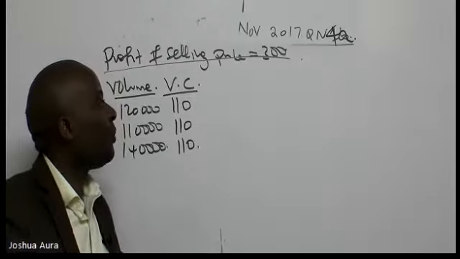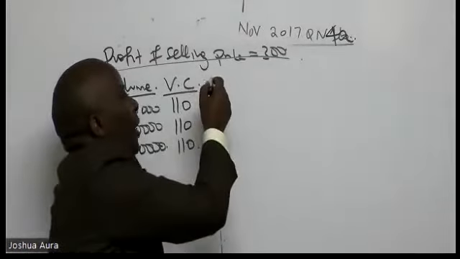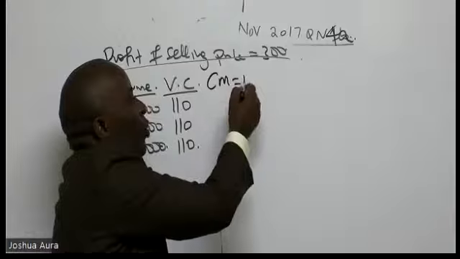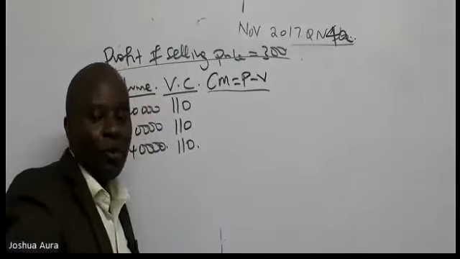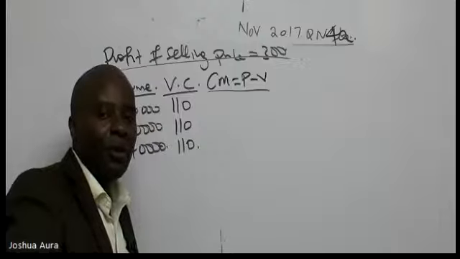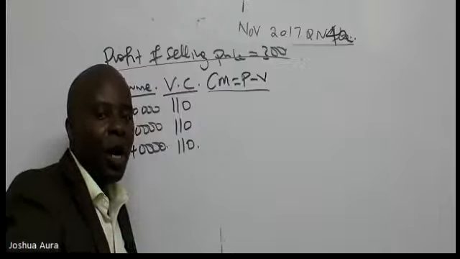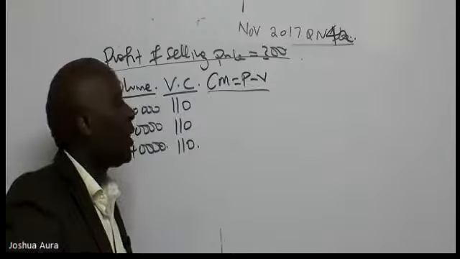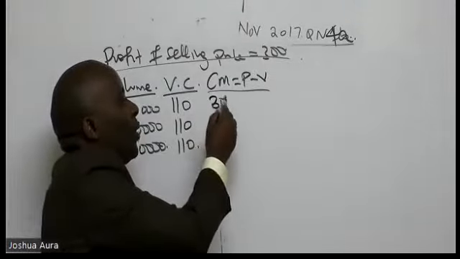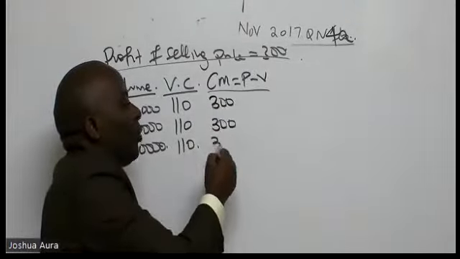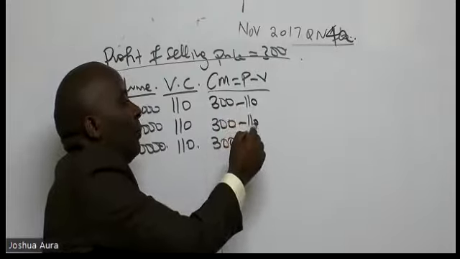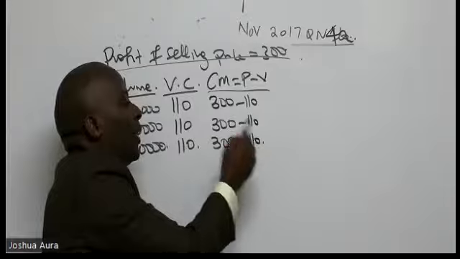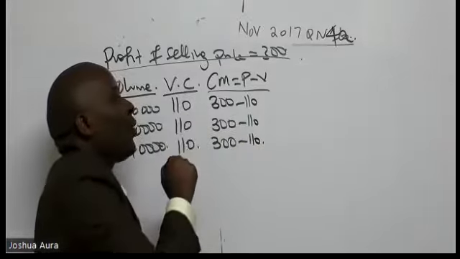So then, ladies and gentlemen, could you kindly create a column here for me of contribution margin? Remember, we are bright students. We know that contribution margin is selling price minus variable cost. In this case, the selling price for this table is 300, minus the variable cost like that.